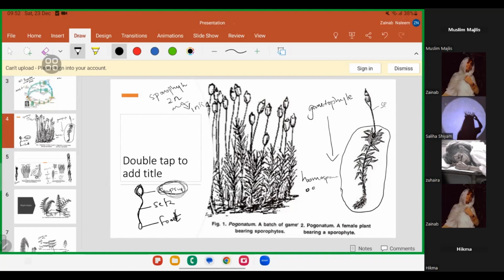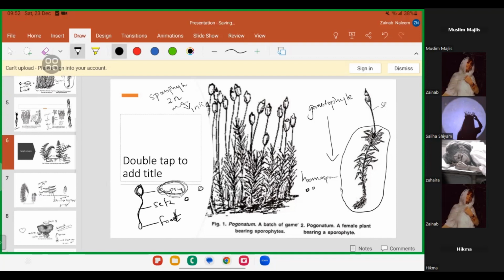The spores are the same size and color, so you can't differentiate which spore is going to be the male plant and which spore is going to be the female plant. You can't differentiate because they look the same, and only when it germinates can you identify this is the male gametophyte, this is the female gametophyte. So we call it homospory.